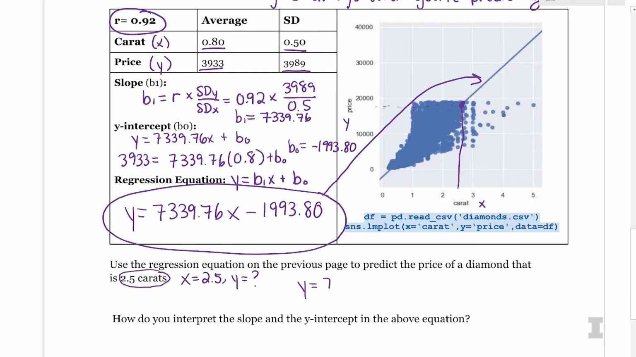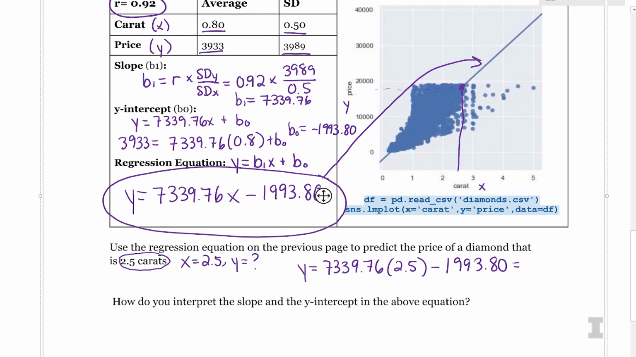So I have y equals 7,339.76x. For x, I'm going to plug in 2.5 minus 1,938.80 to get my predicted value. 1,938, sorry. Yes. Okay, awesome. Oh, 1,938. I may have told you a wrong number. Oh, okay. 1,938. And then I get $16,410.59.